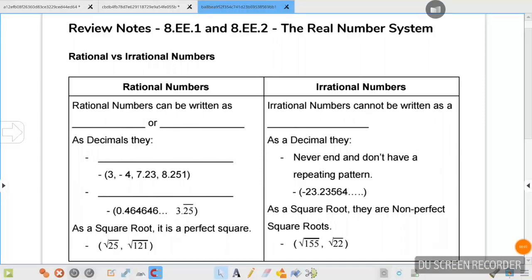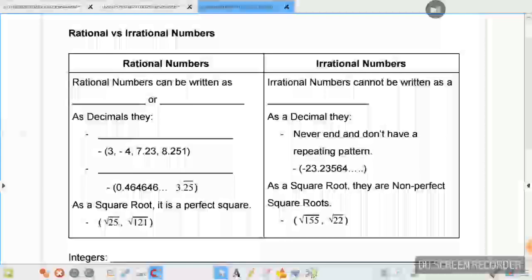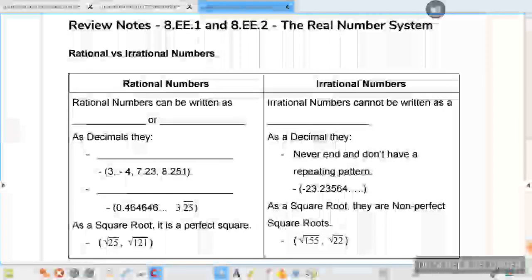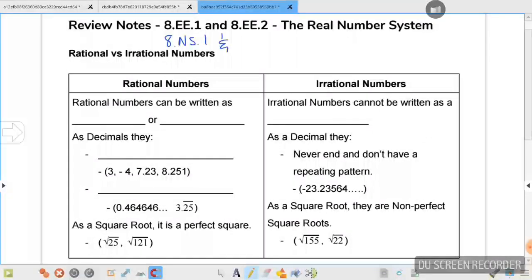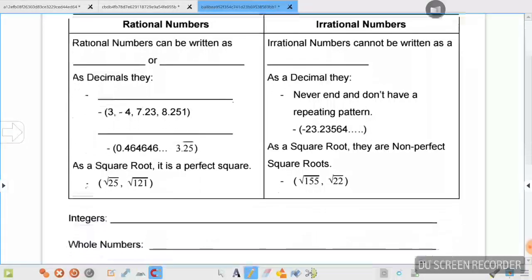Alright, this is for the students who were unable to or didn't show up for the review session at lunch. This is the review for the anchor for the real number system. It was, not EE, sorry, it was 8.NS.1 and 2. Okay, number system, that's my fault. Got so used to writing EE.